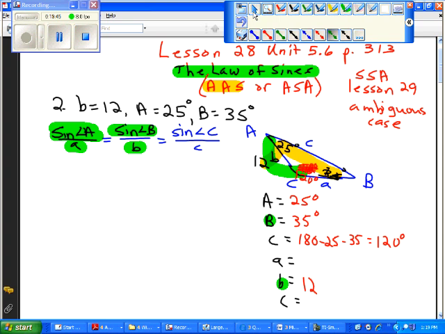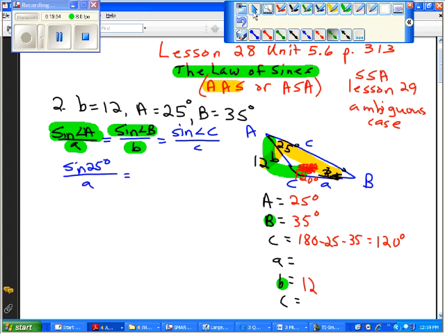So I'm going to have sine angle A, which is 25 degrees, over little a, which is what I'm looking for, is equal to sine B, which is 35 degrees, over little b, which is 12, and I have a proportion that I can solve.